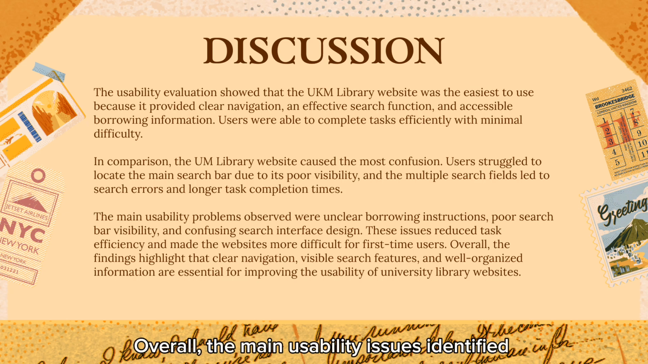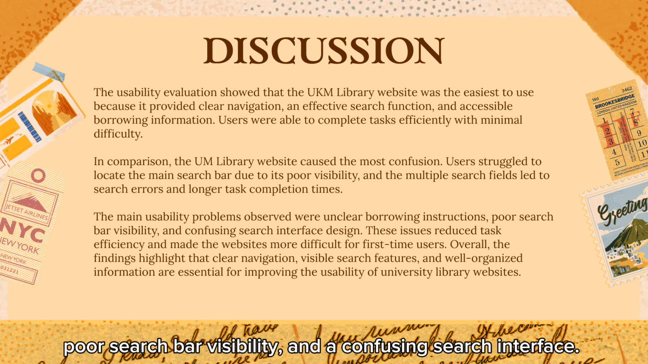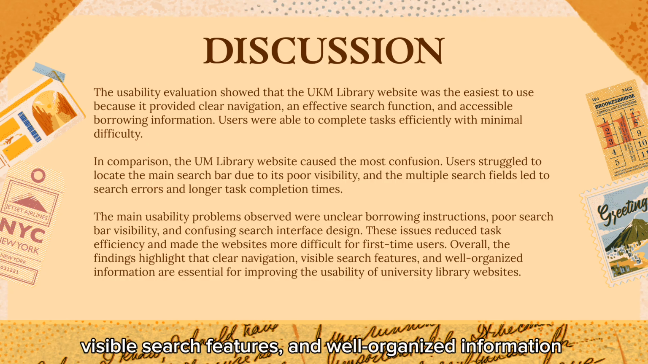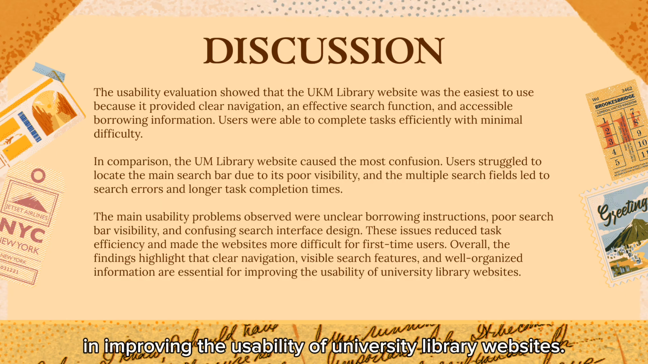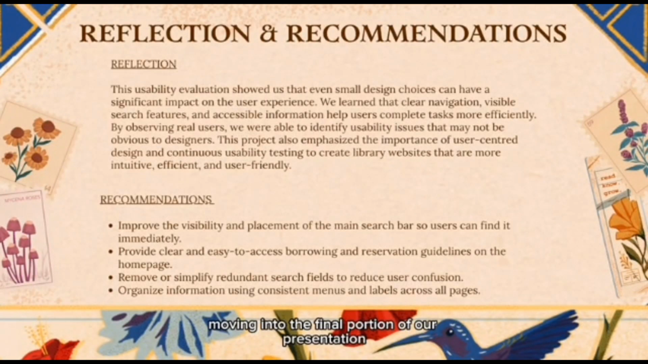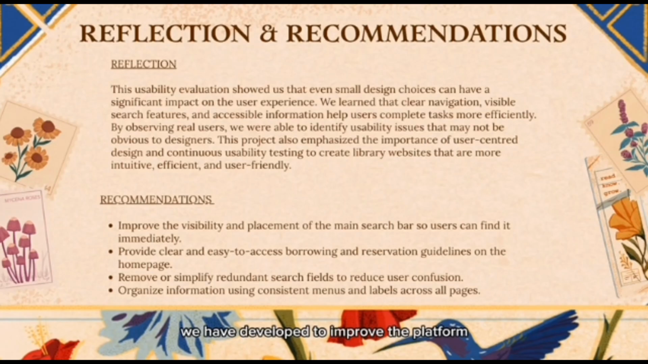Overall, the main usability issues identified were unclear borrowing instructions, poor search bar visibility, and confusing search interface. These findings highlight the importance of intuitive navigation, visible search features, and well-organized information in improving the usability of university library websites. Moving into the final portion of our presentation, I want to share our high-level reflections from this usability evaluation and lay out the concrete, actionable recommendations we have developed to improve the platform.